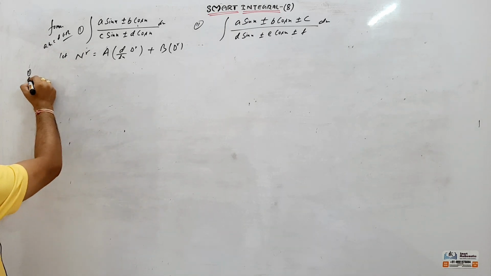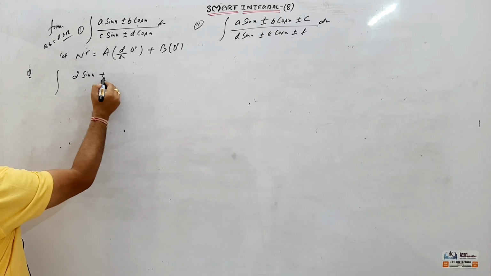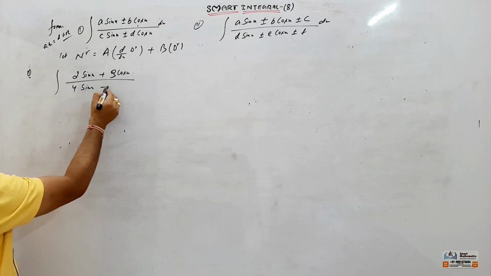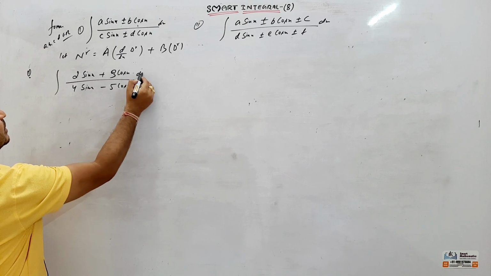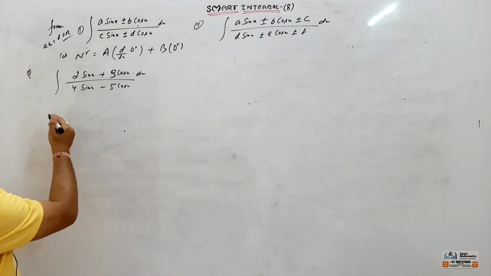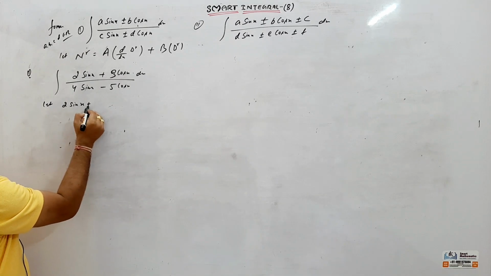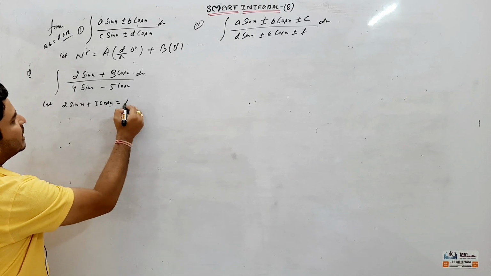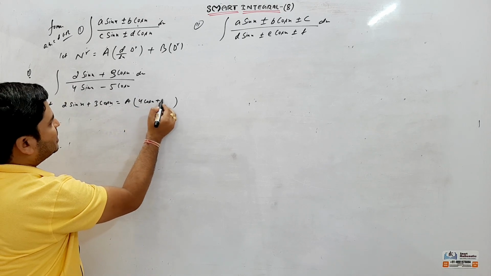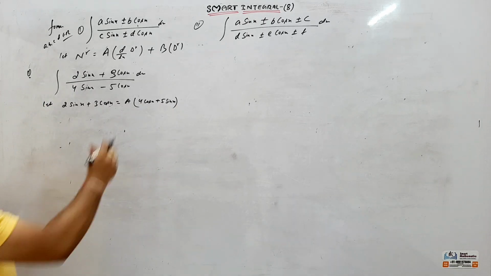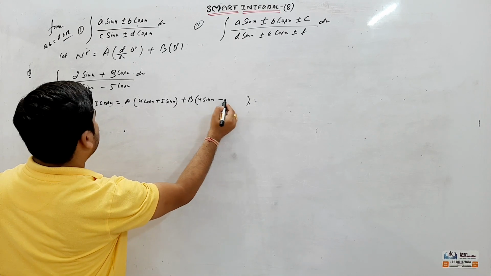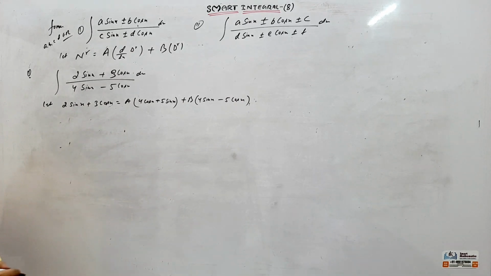Now let's start with an example. Suppose our question is (2 sin x plus 3 cos x) upon (4 sin x minus 5 cos x). So as the process says, we should let our numerator 2 sin x plus 3 cos x equal to a times the differentiation of the denominator, that will give 4 cos x plus 5 sin x, and plus b times the denominator as it is. Just put the denominator as it is without changing its value.